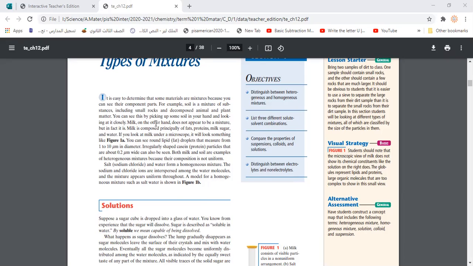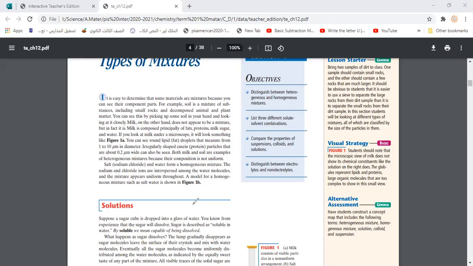Also, when you take table salt and dissolve it in water, you get salty water. That is a kind of mixture, although you cannot see the salt after it's completely dissolved in water. So here we have two types of mixture. We have something called homogeneous mixture, and we have something called heterogeneous mixture.